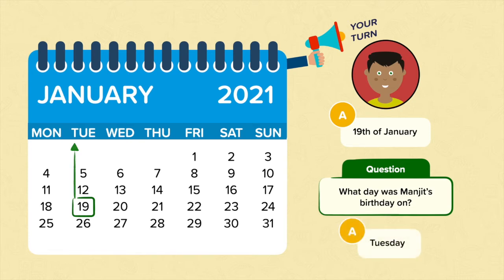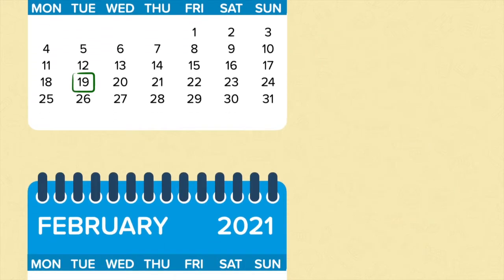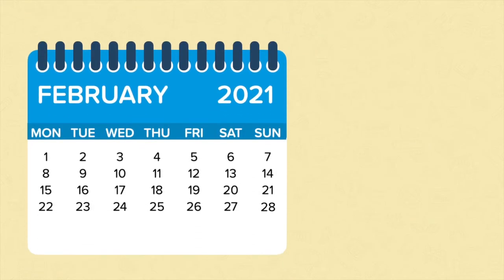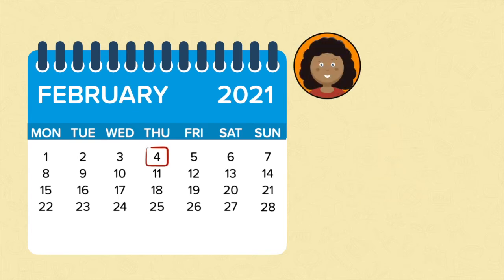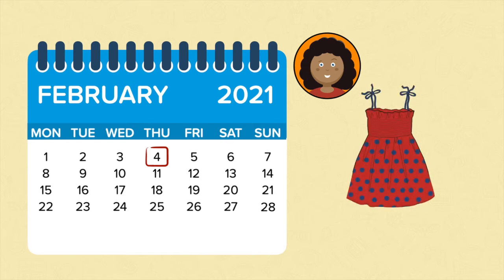Now let's turn to the next page in the calendar, February. Let's look to see how many days there were in February 2021. There were 28 days. February is an interesting month, as it usually has 28 days, but on a leap year it has 29 days.